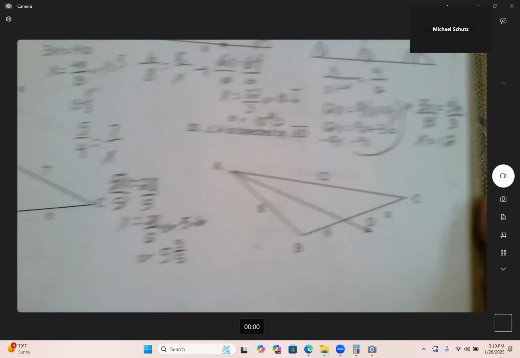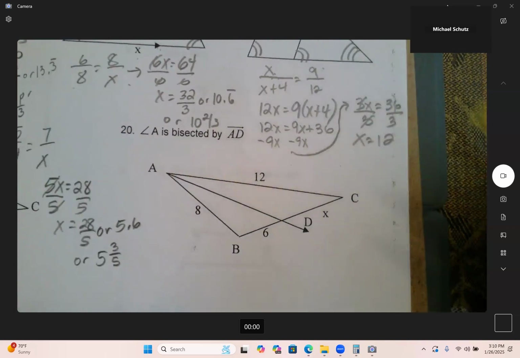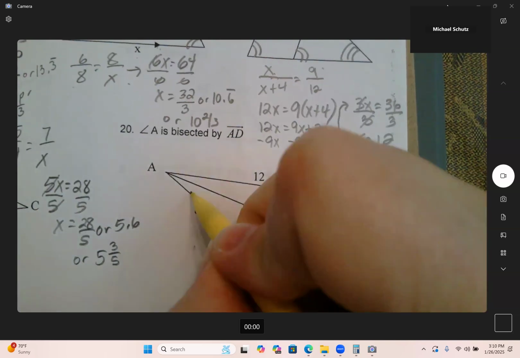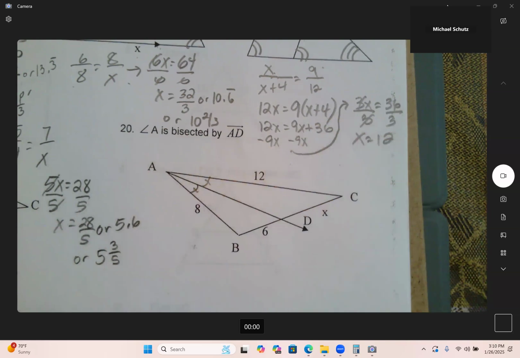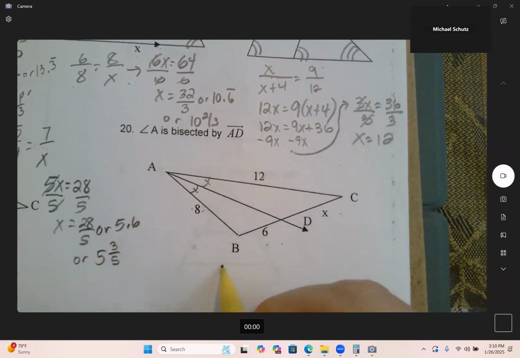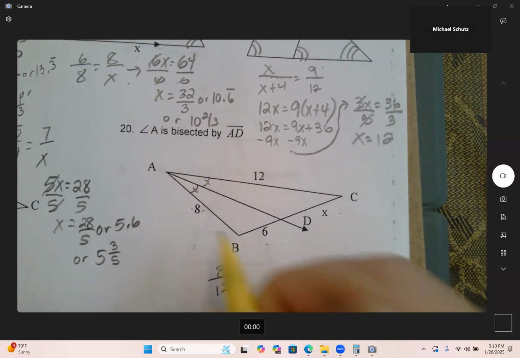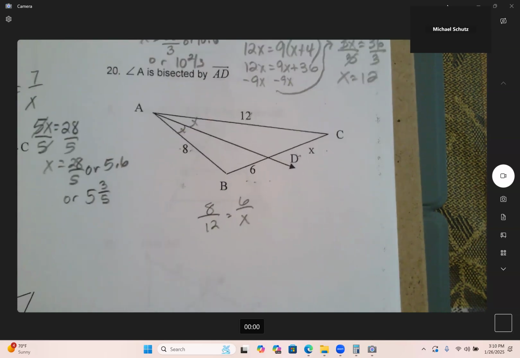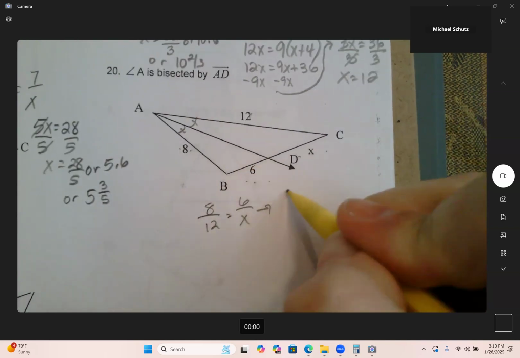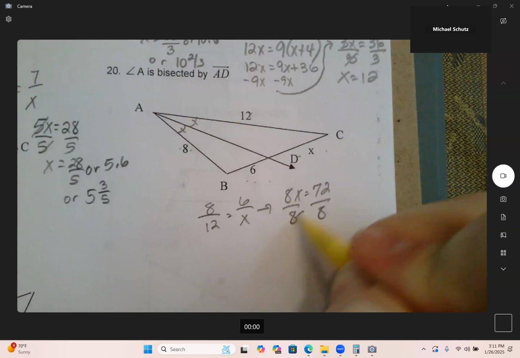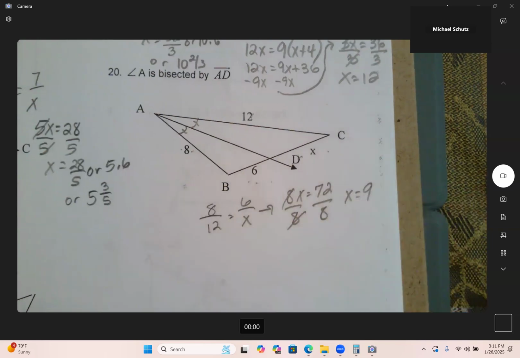All right, let's take a look at number 20, somewhat of a similar problem. So here it is, this one right here. So again, I could do 8 over 12 equals 6 over x, or I could go 8 over 6 equals 12 over x. It really doesn't matter. So I'm going to do 8 over 12, left over right equals left over right, like that. Cross multiply, we get 8x equals 72, divide by 8. 72 divided by 8 is 9.